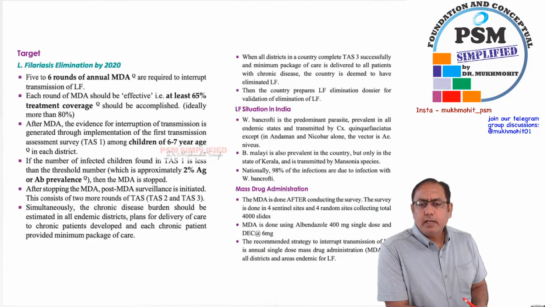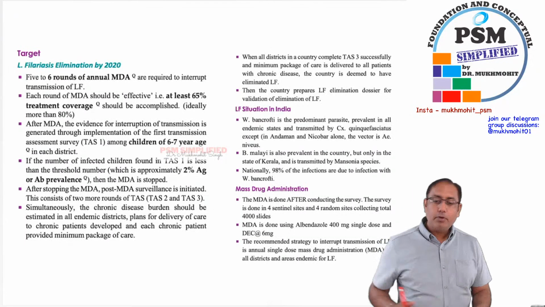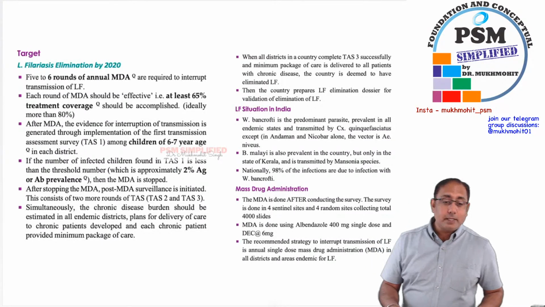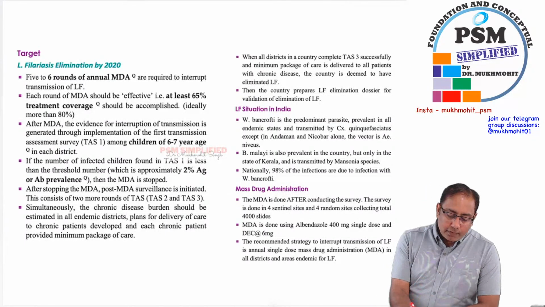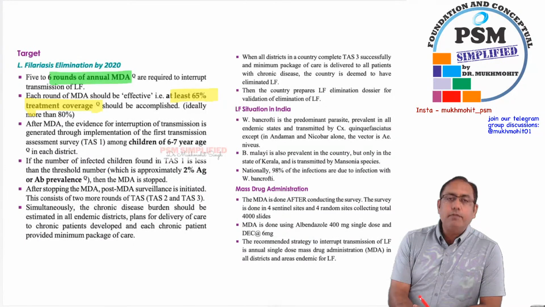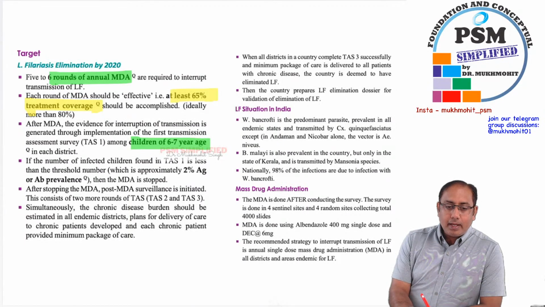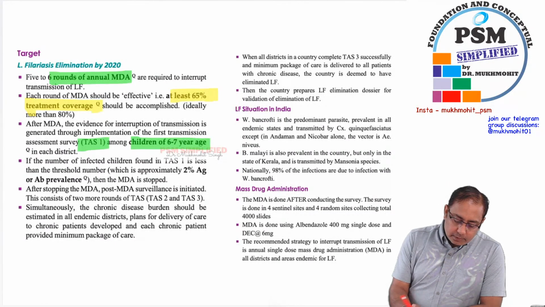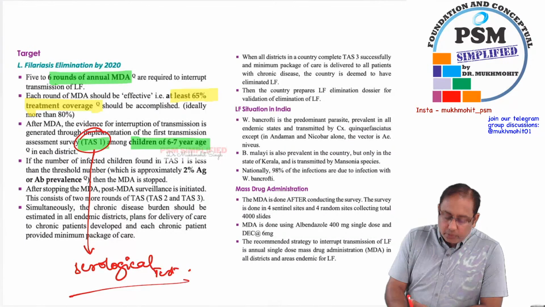These are the guidelines by the Ministry of Health and Family Welfare, and these have been taken from my textbook, Conceptual Review of Community Medicine, and this is how we eliminate lymphatic filariasis. So lymphatic filariasis should have at least 65% coverage. We do 5-6 rounds of mass drug administration. The children age group is 6 to 7 year children. And how do we do? The transmission assessment survey is done using serological test.